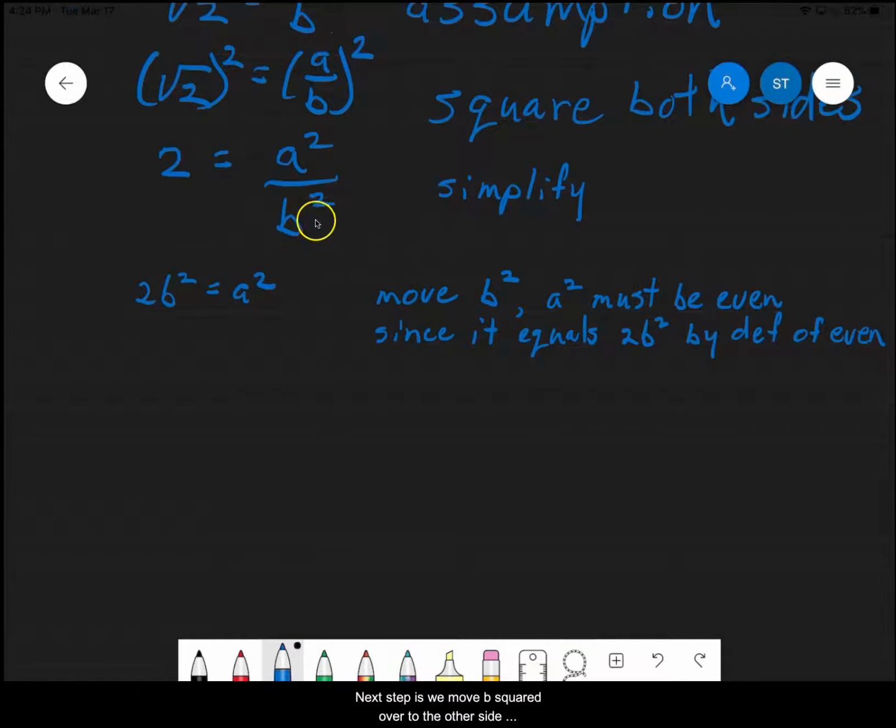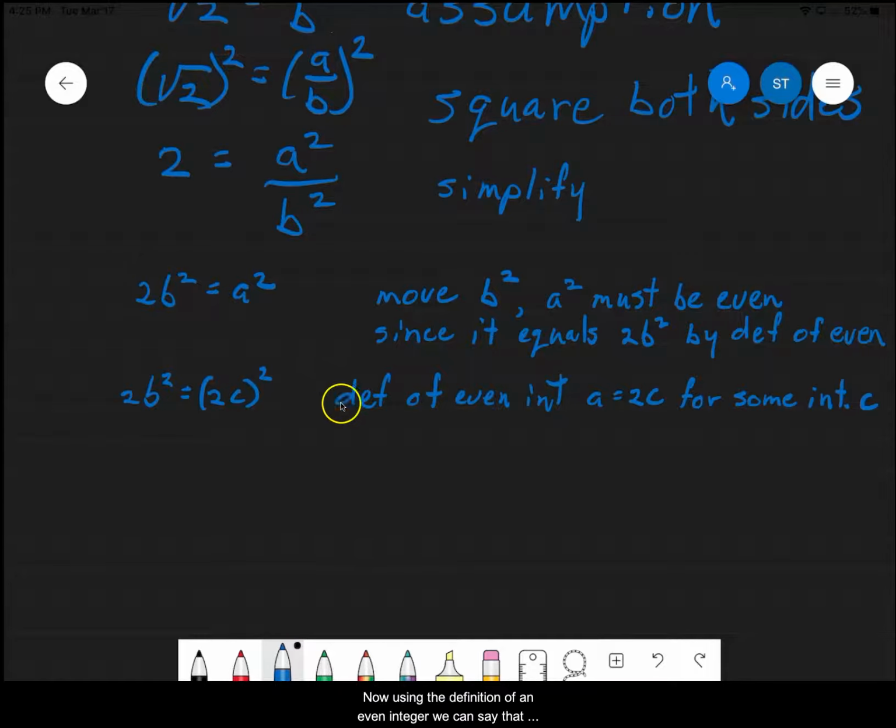The next step is we move the b squared over to the other side, leaving us with 2b squared equals a squared. And this means that a squared must be even, since it equals 2b squared, by the definition of even, because 2b squared is 2 times some number. That is the definition of even.